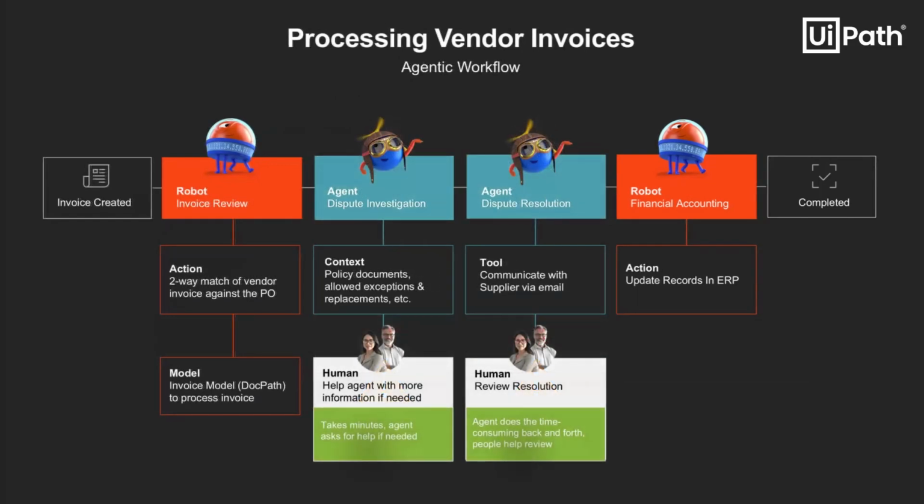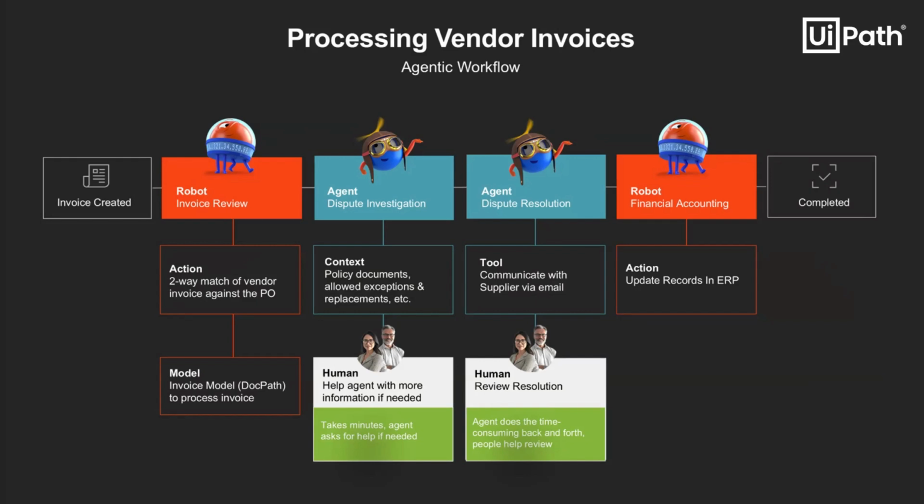Now, this same process, with the introduction of agentic AI, becomes an agentic workflow. So now we have the invoice created, we have the robot doing its part, but when something looks incorrect and you need to have dispute investigation, here we plug in a dispute investigation agent, which has the context of your own enterprise organization, what the policy documents are, what the requirements are, if an exception happens, what are the rules and guidelines for that? And in the event that it needs to escalate to a human, you can also bring a human in the loop to provide input or review the output of that agent.